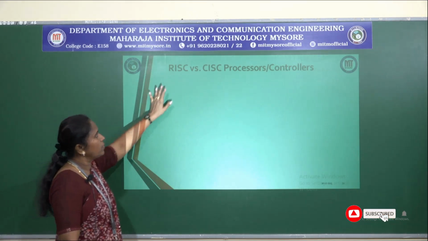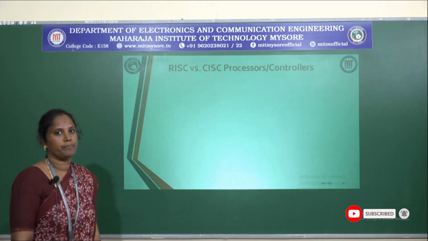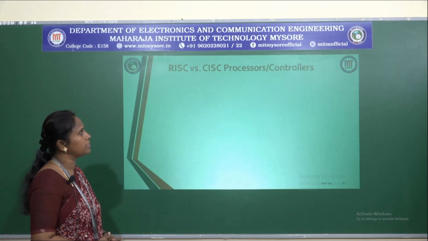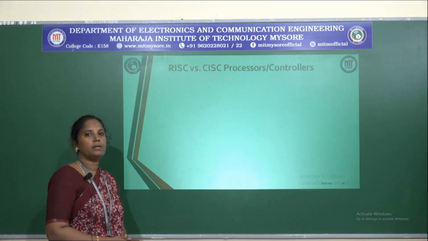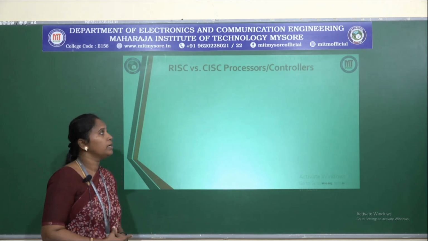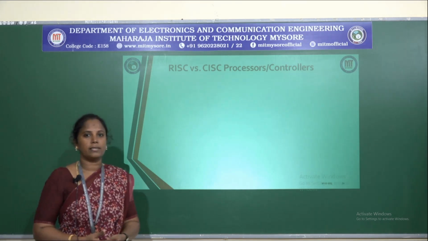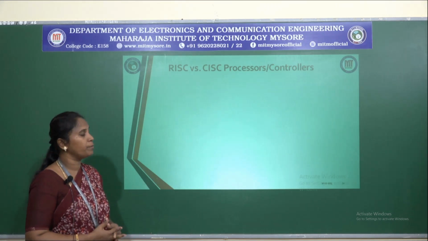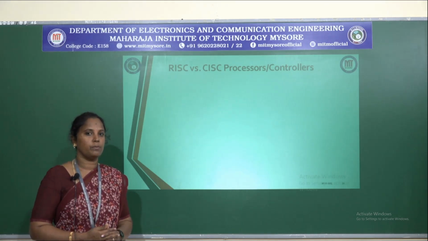Then we have the differences between RISC and CISC processors. What is this RISC and CISC processor? It depends upon how many instructions your controller or processor is capable of handling. RISC stands for reduced instruction set computing, and CISC stands for complex instruction set computing.